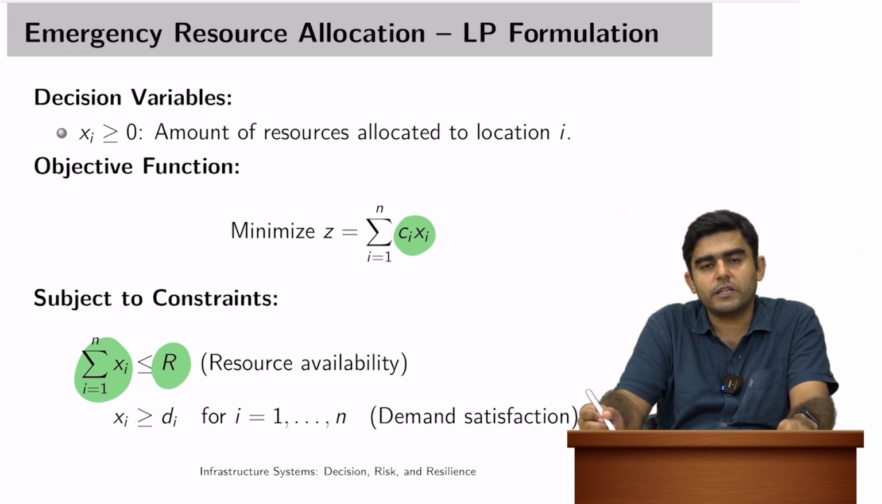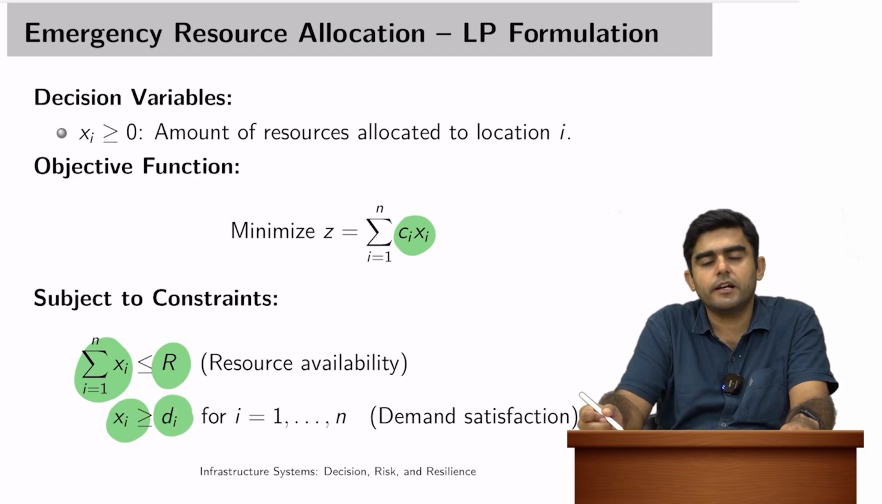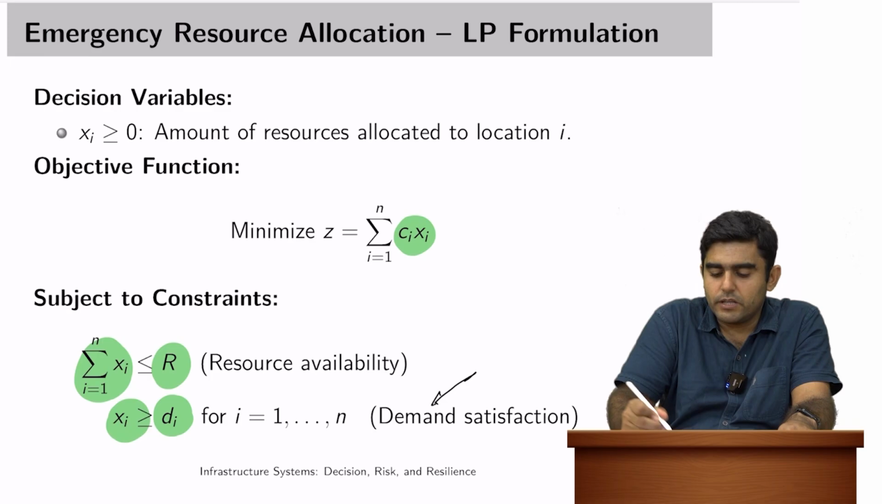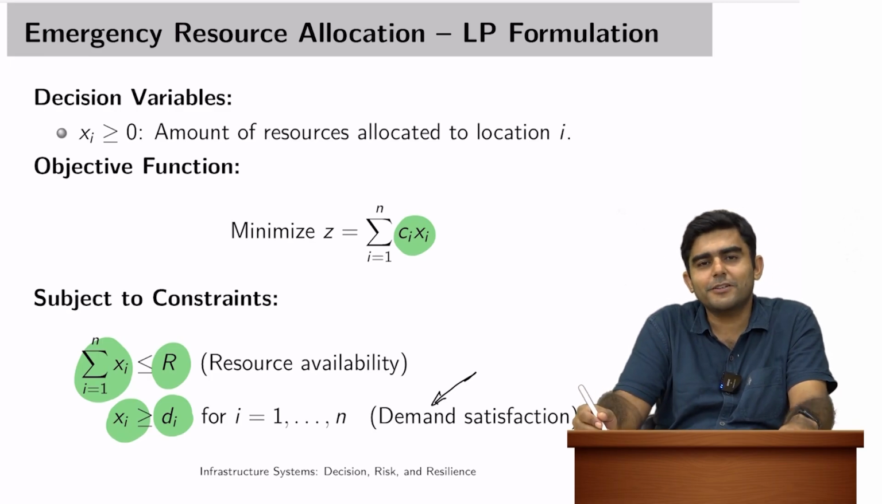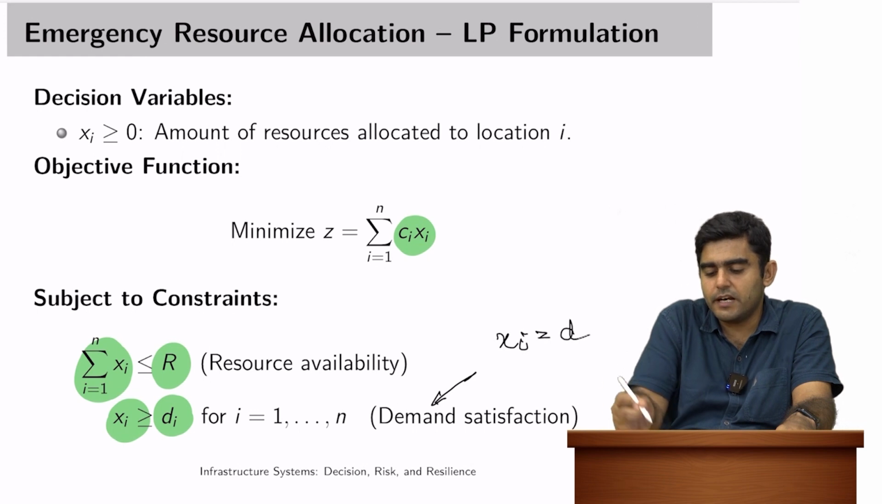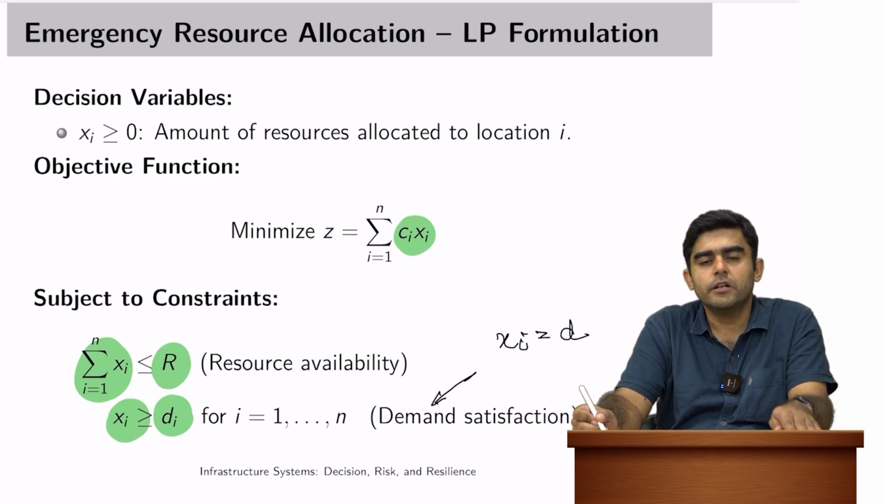Also, we want to ensure that we meet the demand at each location. So we can say that at each location, the allocation should be greater than the demand at that particular location. In some cases, we can also argue that since we are talking about emergency allocation, why should we waste the resources? We should only be allocating as much as is needed. So in some cases, we can say that xi should be exactly equal to di, neither more nor less.